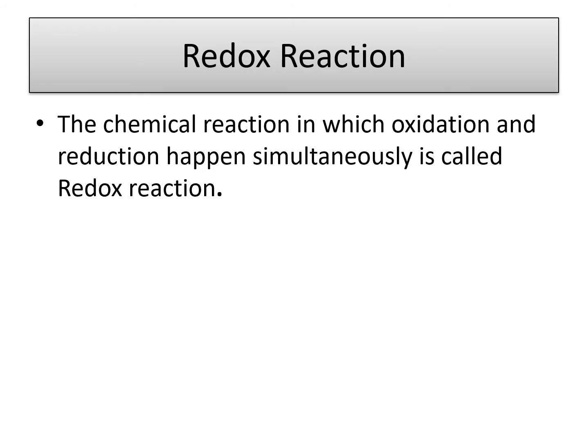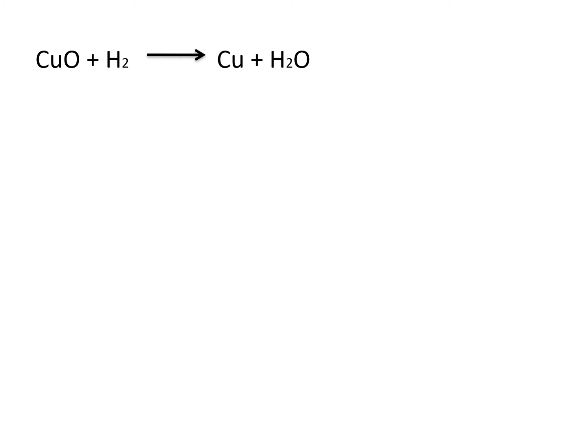Redox reaction. The chemical reaction in which oxidation and reduction are happening simultaneously is called a redox reaction. Let us look at examples. Here, CuO plus H2 gives Cu plus H2O. Now, the first reactant, copper oxide, is losing its oxygen. Losing oxygen means reduction. And hydrogen is gaining oxygen. Gaining oxygen means oxidation. So reduction is happening, oxidation is happening, and that is why this becomes a redox reaction.